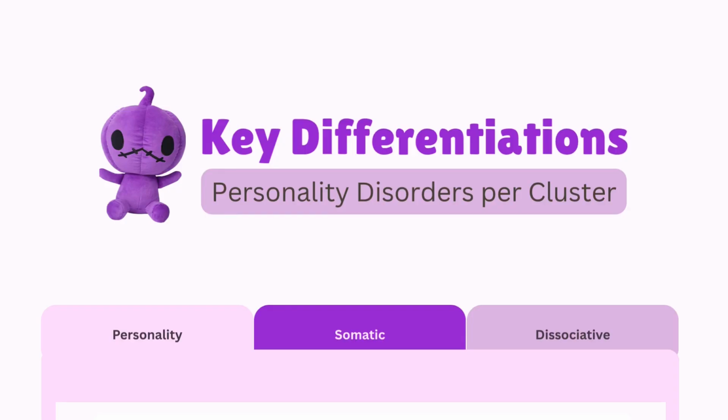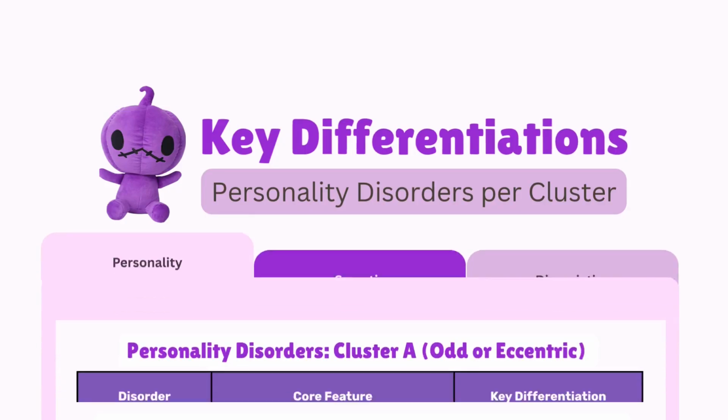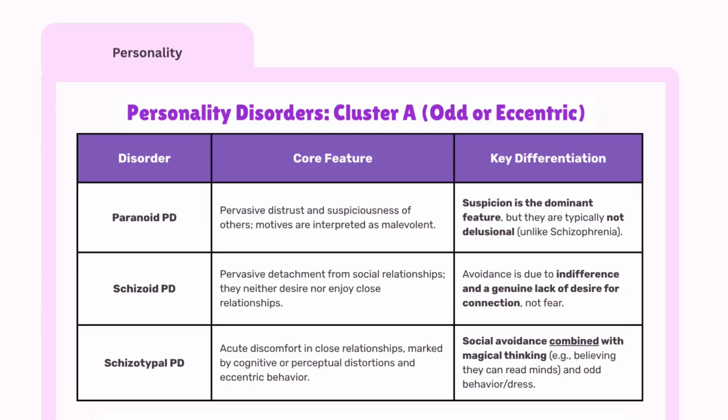As mentioned, these disorders are marked by behaviors that appear odd or eccentric. The first is paranoid PD. The core feature of this is pervasive distrust and suspiciousness of others, interpreting their motives as malevolent. For example, a coworker refuses to share any work data, constantly checks their email for signs of sabotage, and believes their boss is actively trying to poison them.